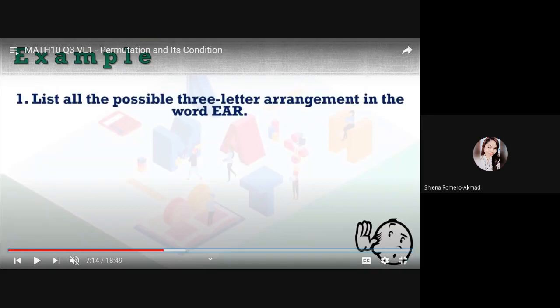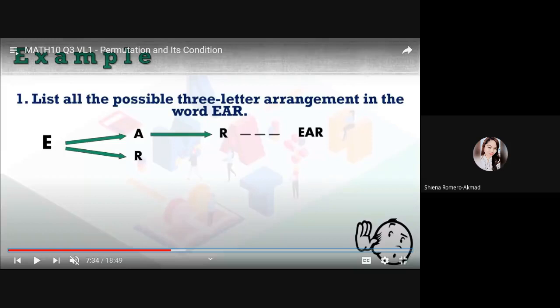So we can start, of course, with letter E, letter A, or R. So let me start with letter E. After that, the second position can be letter A or R. Then if you choose A for the second position, the third position is R. So what position, and remember that when we say permutation, there are positions, there are arrangements. So if I'm going to arrange a three-letter arrangement, of course, there are three positions available.